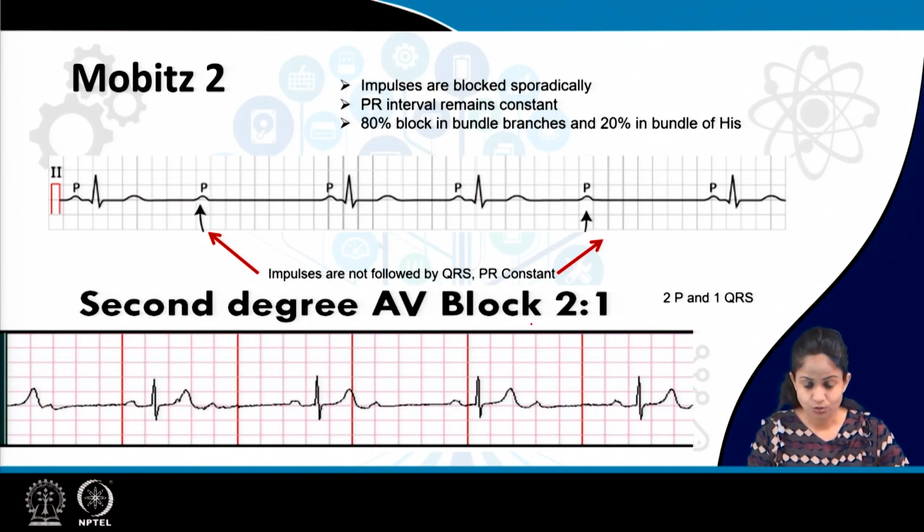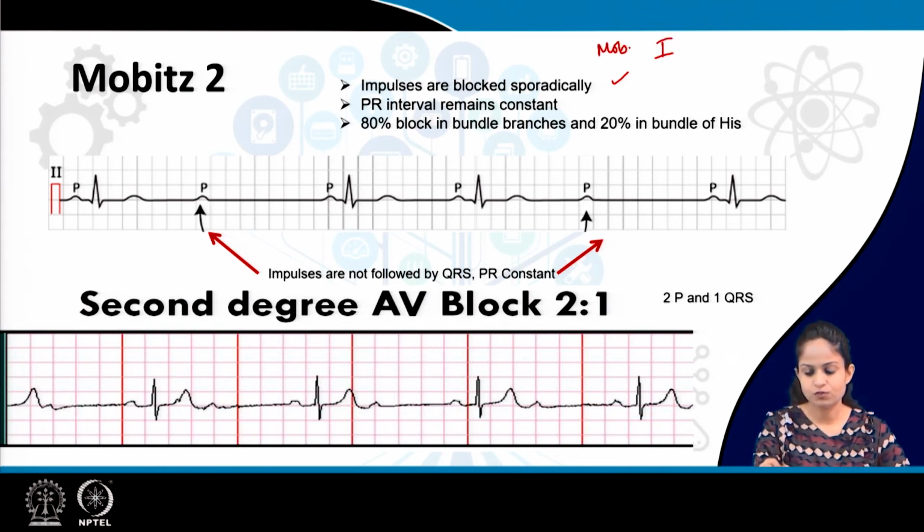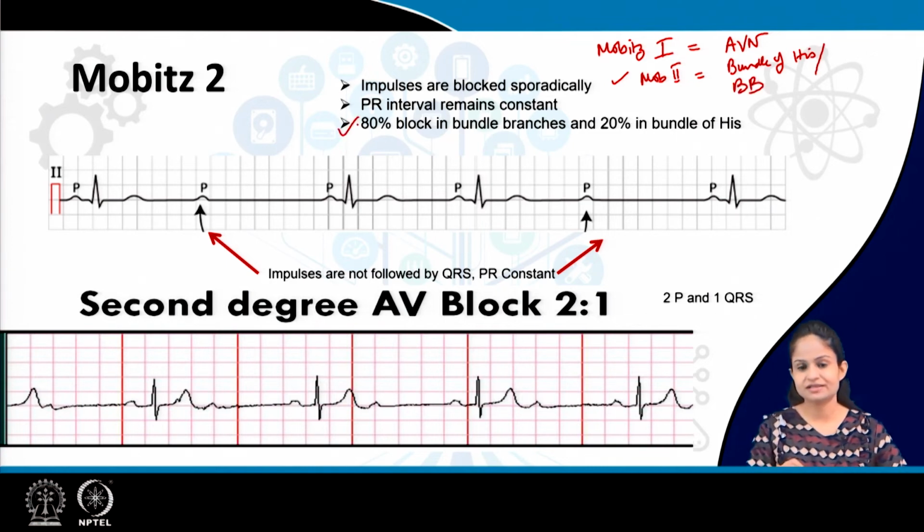Now, Mobitz type 2. In Mobitz type 2, impulses are blocked sporadically. There can be one impulse blocked, two impulses blocked, or three impulses blocked. Very importantly, Mobitz type 1 block is usually seen at the level of the AV node. Mobitz type 2 block is usually seen at the level of the bundle of His or bundle branches. So, 80% of the block takes place in the bundle branches and 20% in the bundle of His.